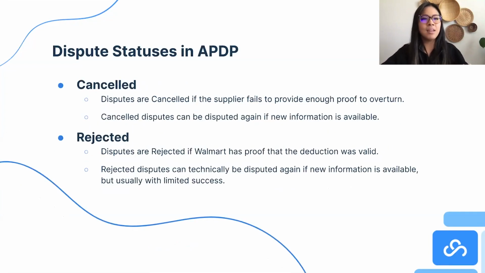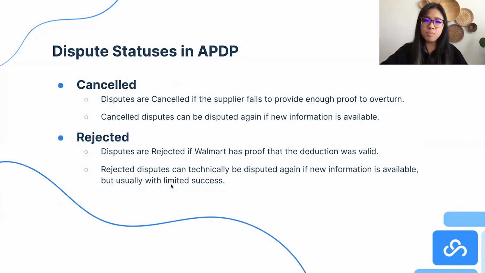And then the last few statuses are canceled. Disputes are canceled if the supplier fails to provide enough proof to overturn, or of course, if you aren't providing additional proof in a timely manner. You can also cancel disputes yourself within APDP. And then rejected essentially happens when Walmart has proof that the deduction was valid. So this is basically Walmart telling you, we reviewed all the proof documentation that you sent over. We don't need any additional proof. Based on what you're sending, we don't agree with you. We're just going to go ahead and reject that.